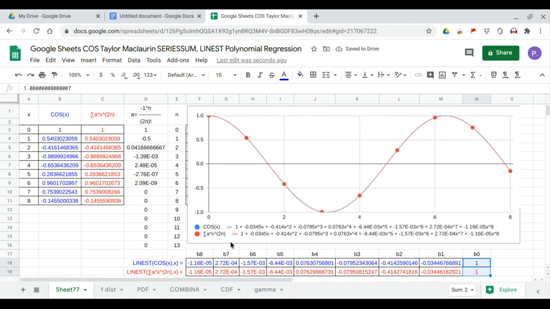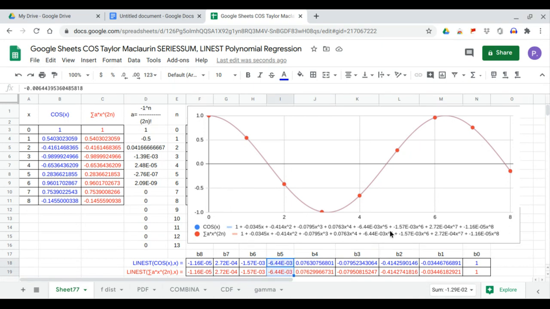B0 is 1. They're the same. B1, 0.0344 is a match. That's negative 0.0344x. And our B2, negative 0.414x squared. So that's a match. And B3, negative 0.0795x cubed. Yep, it's a match. And B4, 0.076. It's also a match.